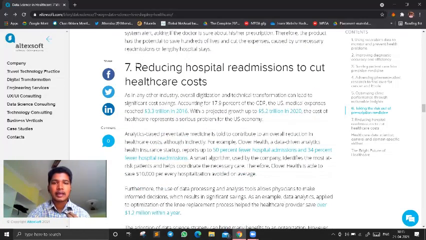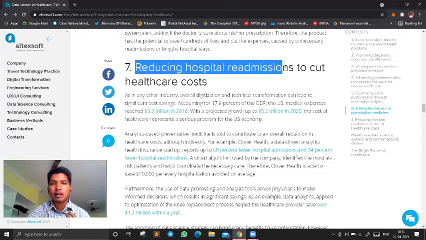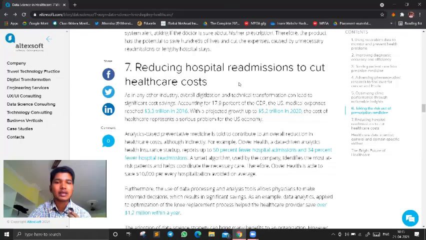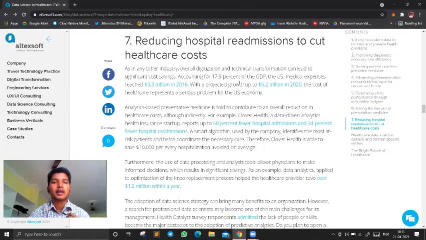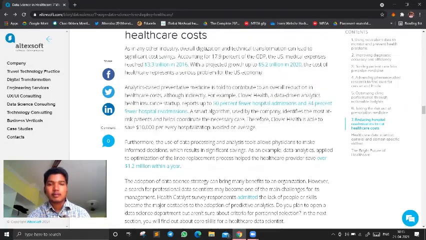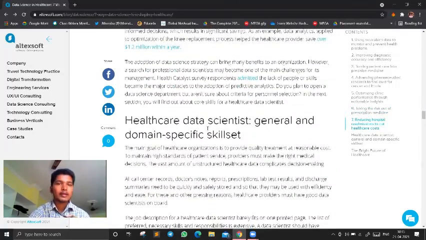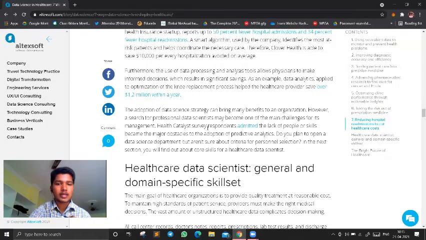Okay. Next, reducing hospital readmissions to cut healthcare costs. Means how many are admitted again and again. It can cut the healthcare costs also. In this way, it has many applications in the healthcare sector.